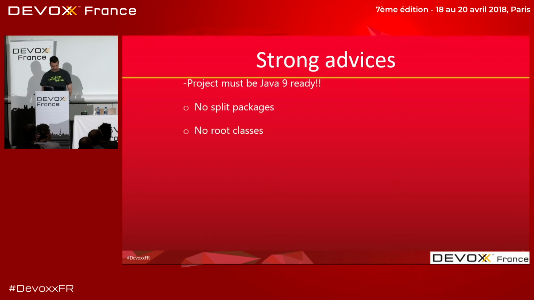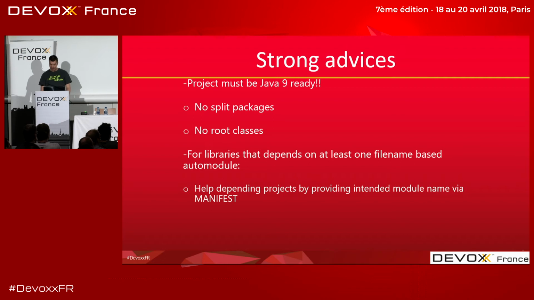So the strong advices are: make sure your projects are Java 9 ready, which means no split packages and no root clauses. For those, I hope that other people have already seen a lot about Java 9, and these should be, I hope, known issues. Otherwise, you should look for other conference talks about this. For libraries that depend on at least one file-based automatic module, don't add a module descriptor yet, but start adding a manifest file with the automatic module name, and that would be a good start to help the whole Java ecosystem to become modularized.